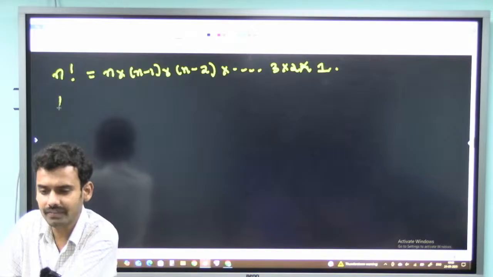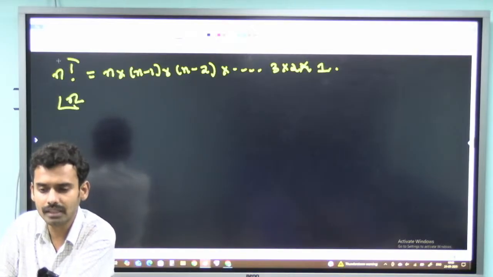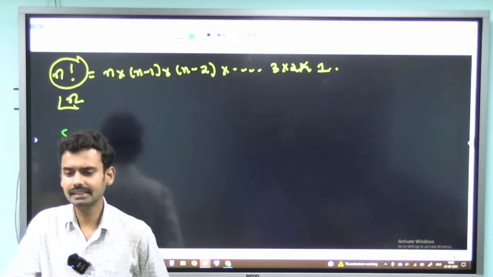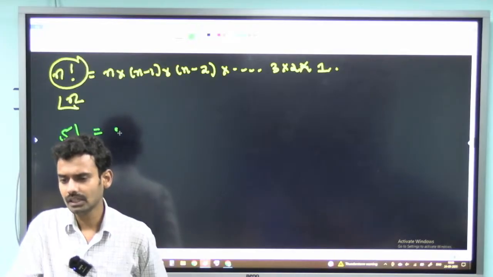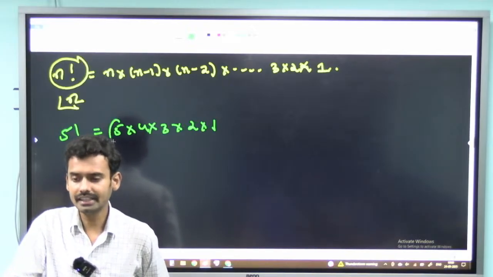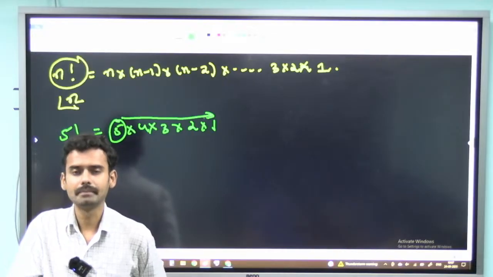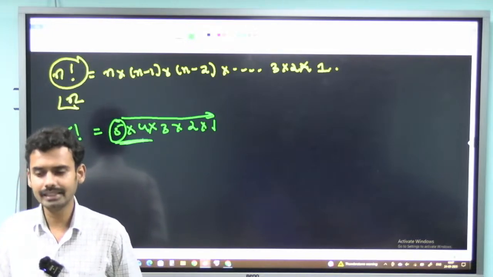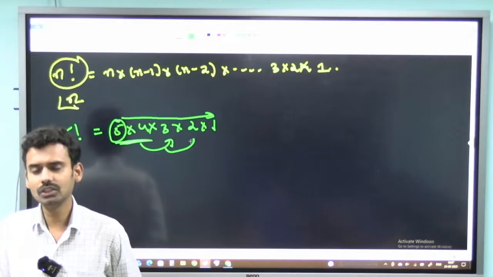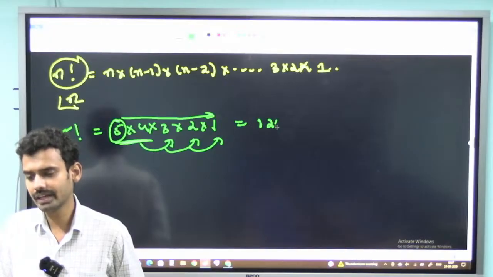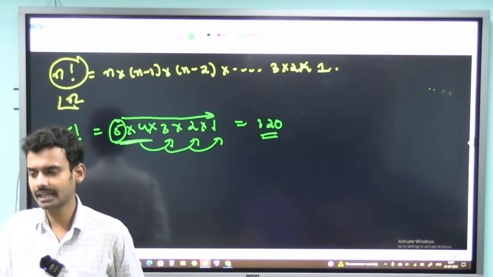In some books we can see the factorial symbol like this as well, but the most commonly used symbol is the exclamation symbol. If I take an example, 5 factorial means 5 into 4 into 3 into 2 into 1. So I need to multiply all the natural numbers starting from 5, that is n, till 1. So 5 into 4 into 3 into 2 into 1: 5 4s are 20, 20 into 3 is 60, 60 into 2 is 120, 120 into 1 is 120 itself. So here the value of 5 factorial is 120. This is how we get the factorial values.